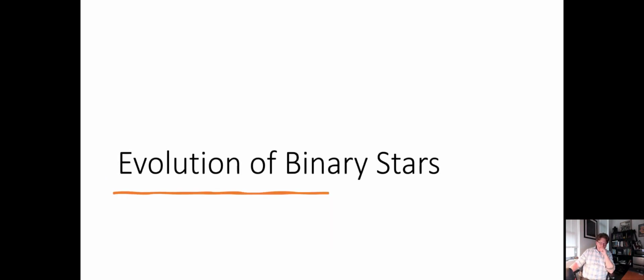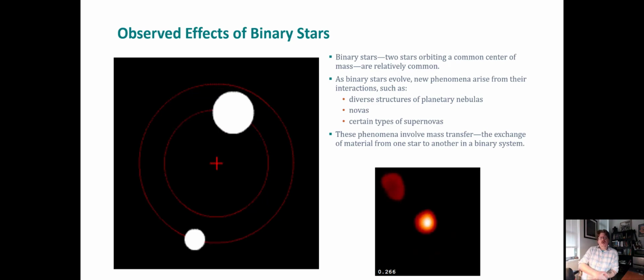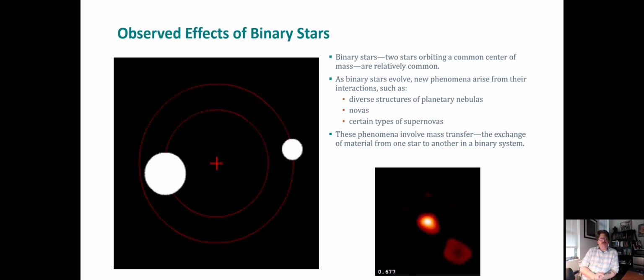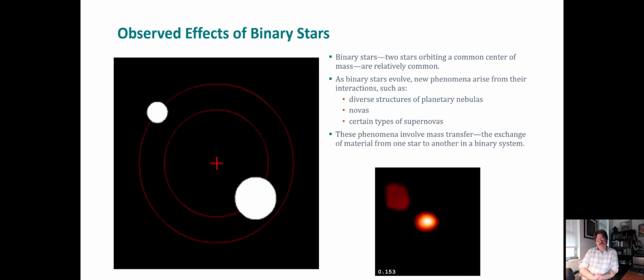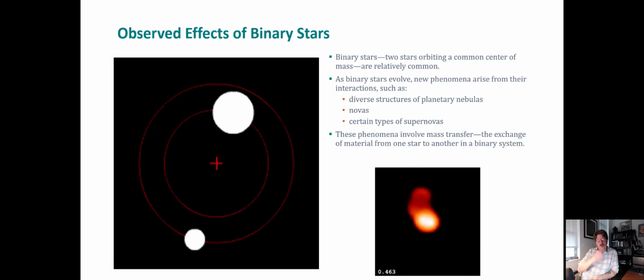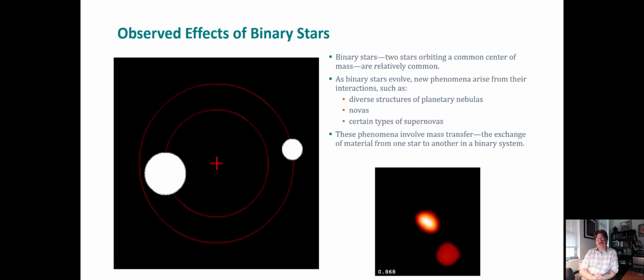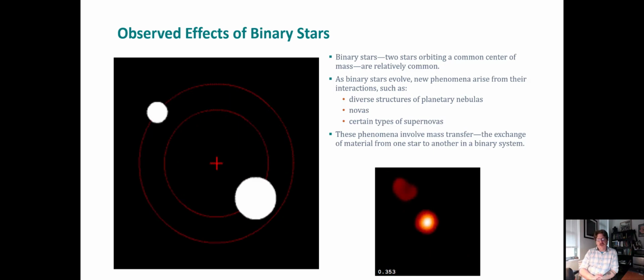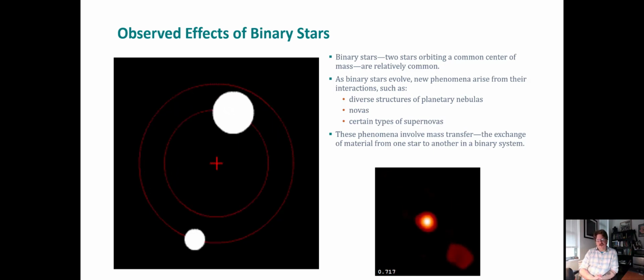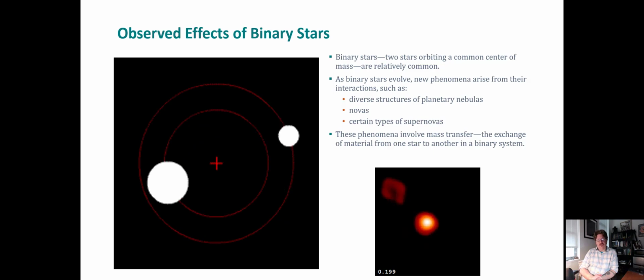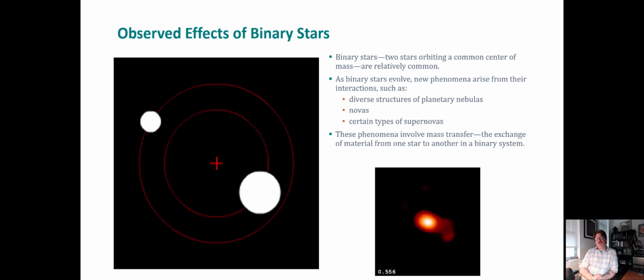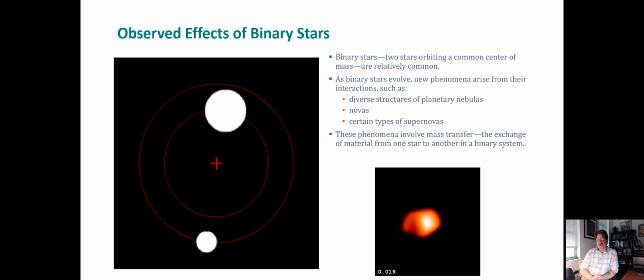So let's refer to binary stars, or the evolution of binary stars. Now, I've described binary stars before, and simply put, these are 2 stars which are orbiting around a common center of mass, as you can see on the left. If those 2 stars are close enough, the evolution of those 2 stars is going to affect each other.